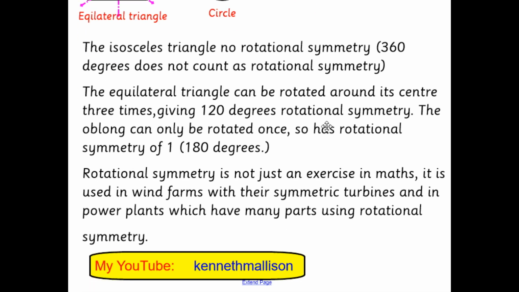Now, it's just not an exercise in maths. It's nice to do it in maths, of course, but rotational symmetry is used everywhere. In wind farms with their symmetric turbines, and in power plants, which have many parts using rotational symmetry.